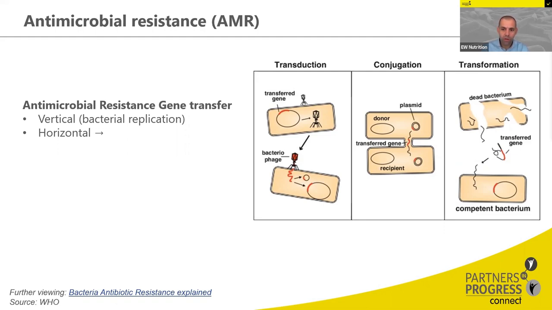But horizontal gene transfer concerns the exchange of antimicrobial resistance genes between bacteria. And there are three ways in which this transfer can happen. Firstly, transduction. Transduction happens when bacteriophages, which are viruses that attack bacteria, are involved in the gene transfer. Conjugation concerns the temporary physical connection between two bacteria, facilitating plasmid or gene transfer from one bacterium to the other. And transformation is the active uptake of genetic material from a lysed bacterium.